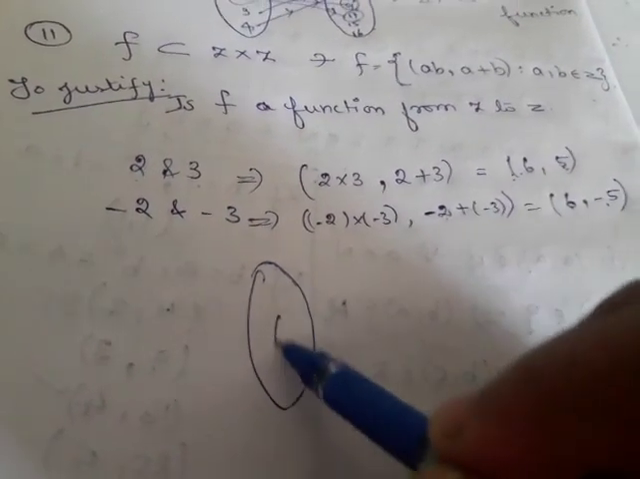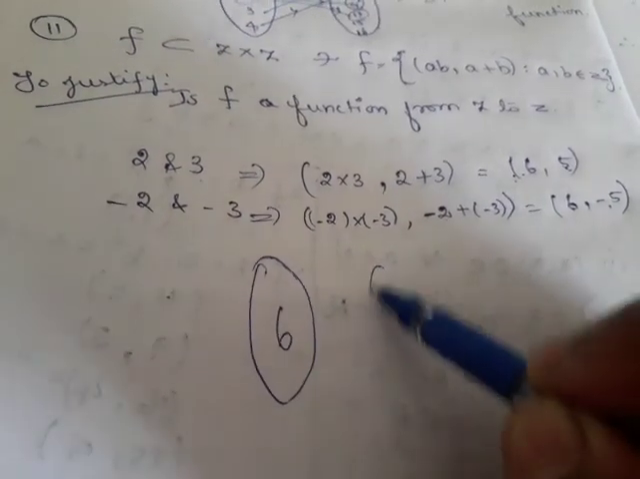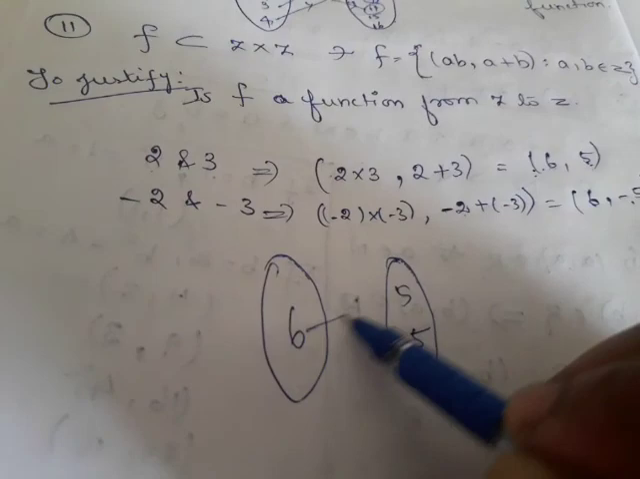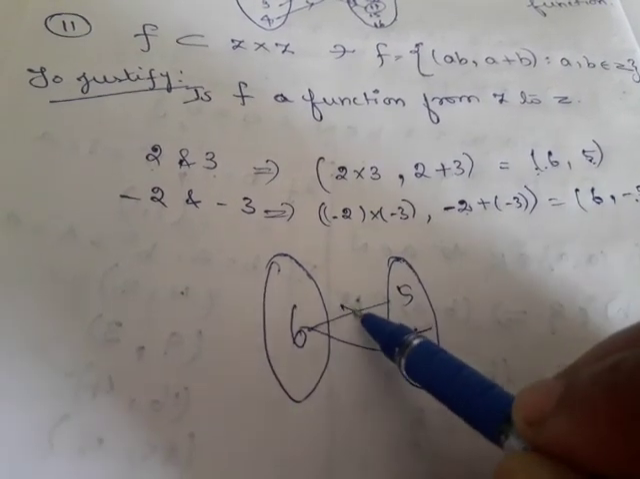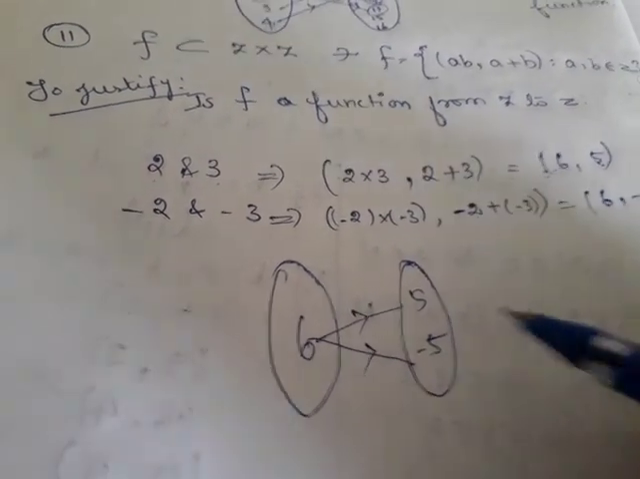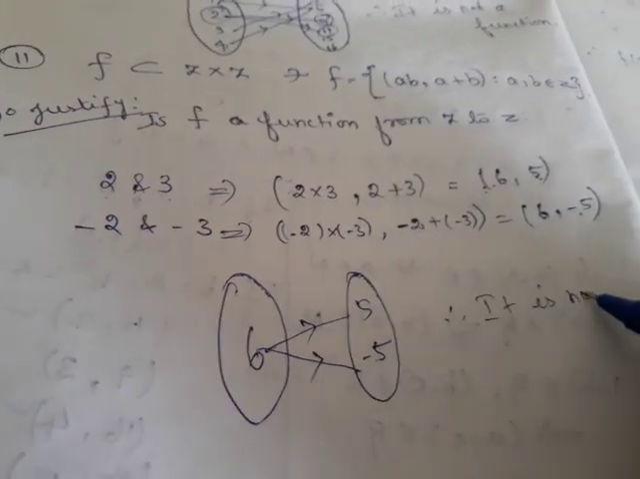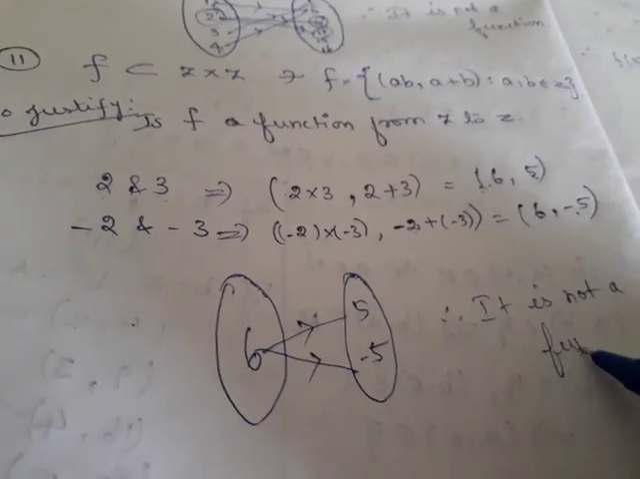So when you draw an arrow diagram, 6 is there in the domain and 5 and -5 are there in the codomain, where 6 is mapped to both 5 and -5. Therefore, it is not a function.